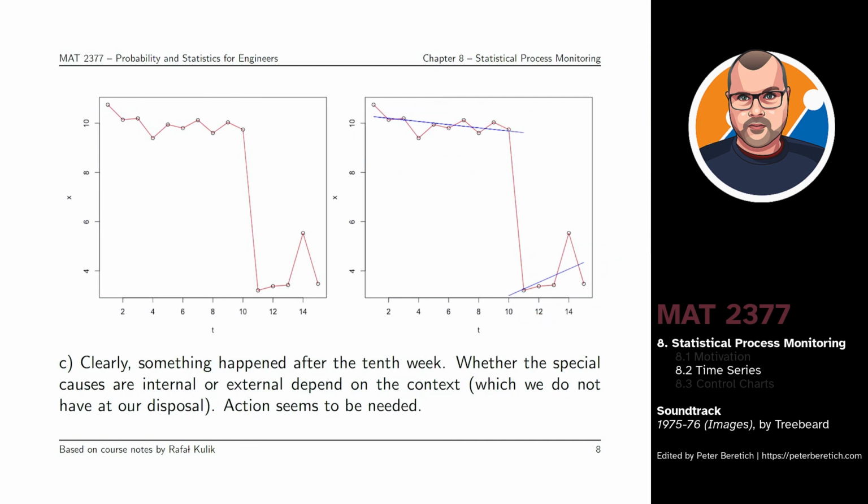If you do not plot things sequentially here and you just take the sample mean, you might get a sample mean close to this value here. You just look at the mean, that looks like a decent mean. But you will miss the fact that after week 10, we have a completely different system at our disposal.